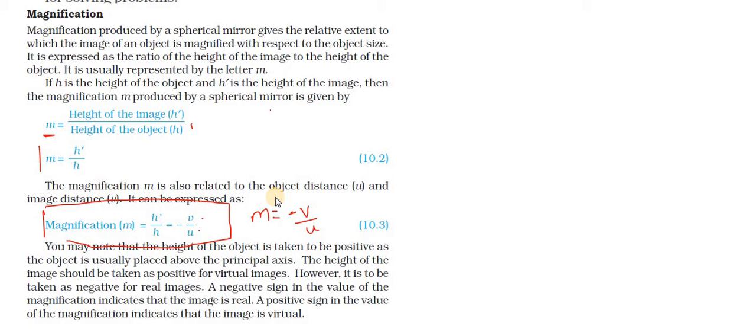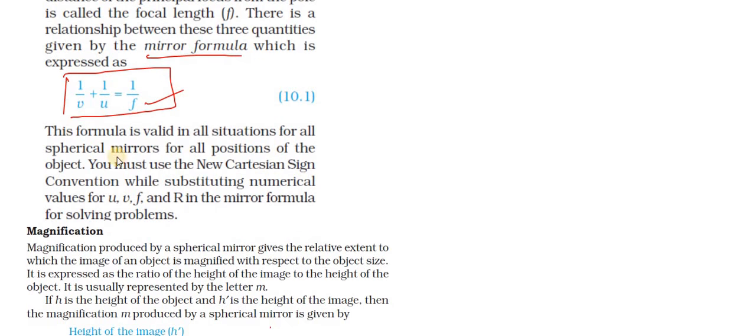This is the mirror formula, right? Learn the mirror formula by heart: 1 by v plus 1 by u is equal to 1 by f. So make a list of all the formulas in this chapter. You can learn them by heart, or remember them using any tricks which are familiar to you. Then it is very easy for you to solve the problems.